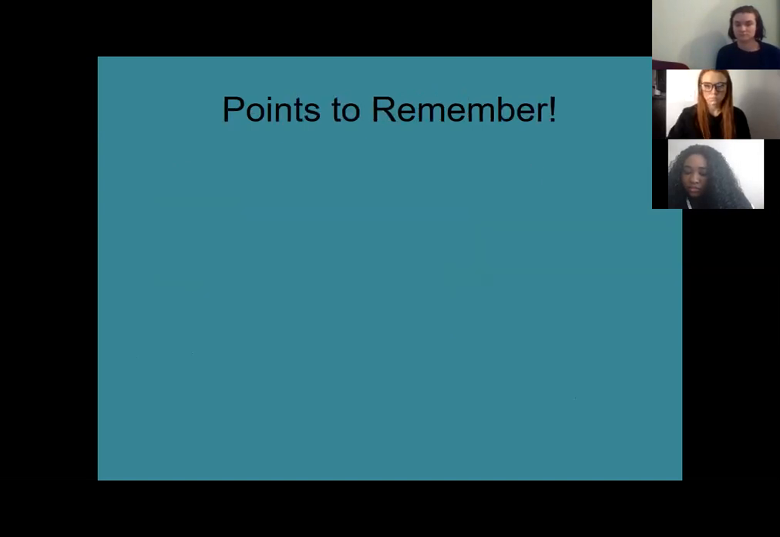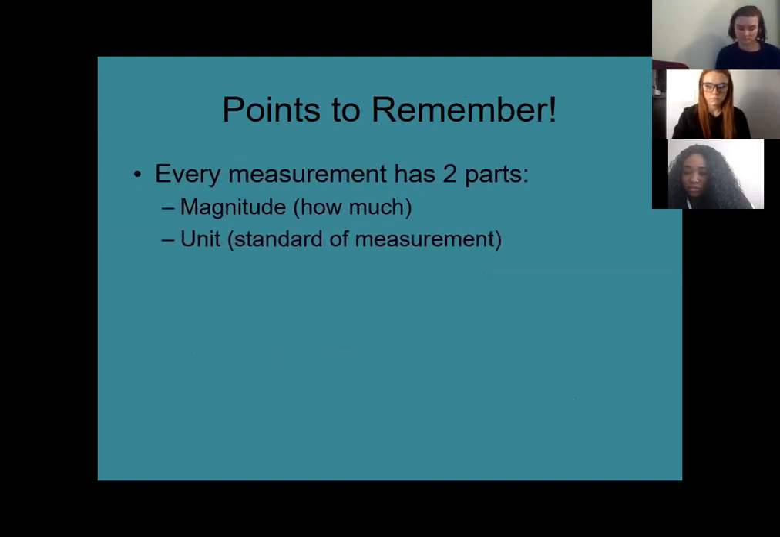So some things to remember. First, every measurement has two parts. It has a magnitude and it has a unit. Without a unit, the magnitude makes no sense. You can't interpret it. For example, if I ask you a question, how far do you live from main campus? And you told me 5.